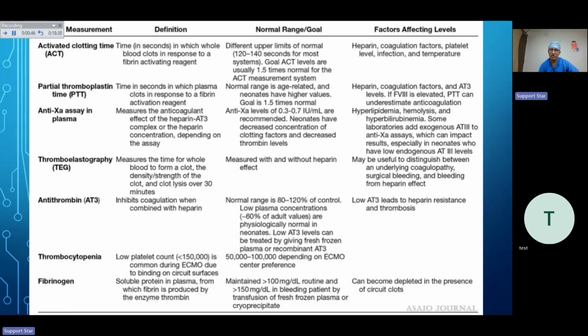TEG is usually used to differentiate between bleeding related to heparin versus patient coagulopathy. Antithrombin deficiency causes heparin resistance in some patients. But the current trend is to give only FFP, with no replacement of antithrombin. And thrombocytopenia can occur because of consumption in the ECMO circuit, and that need not be corrected all the time unless there is bleeding or platelets are less than 50,000. And the fibrinogen has to be kept more than 1.5 grams per liter or 50 milligrams per deciliter.